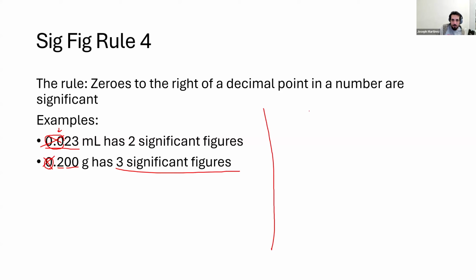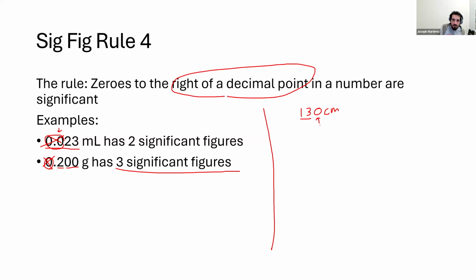Some questions might be a number such as 130 centimeters. Why not look at this? Well, now this is interesting because we have 2 non-zero numbers. So those 2 are definitely significant, the 1 and the 3. But what about this 0? The 0 is to the left of the decimal point, so rule 4 doesn't apply. Rule 3 doesn't apply because it's not a leading zero, right? And it's not a captive zero, so rule 2 doesn't apply.